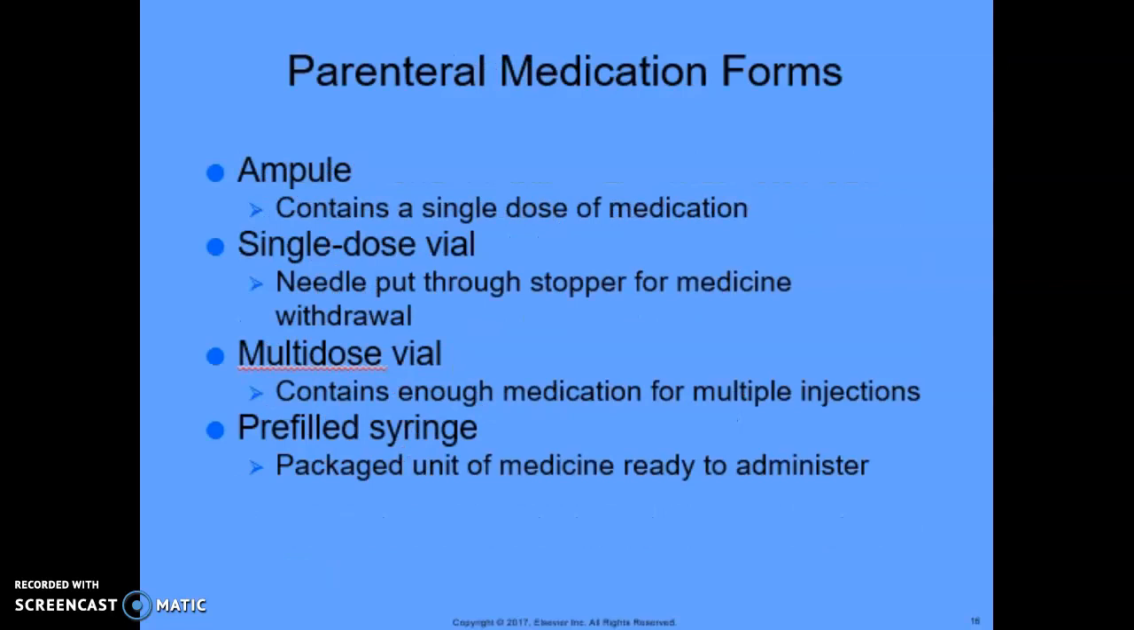So that brings us to the parenteral medication forms. And this is where we're going to go ahead and stop the lecture, because this week we're only working on part 1 of chapter 11, and we're going to end our reading at page 258. So we will be looking at these slides next week.